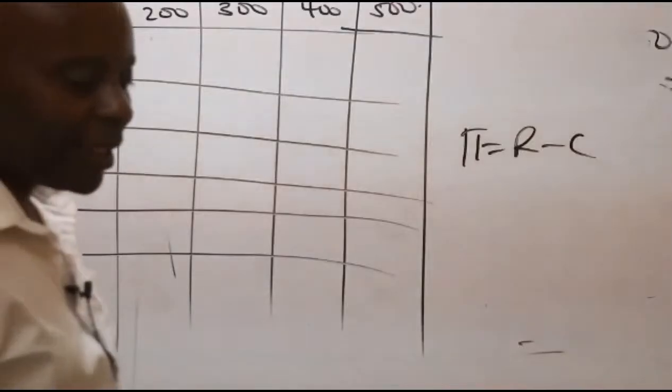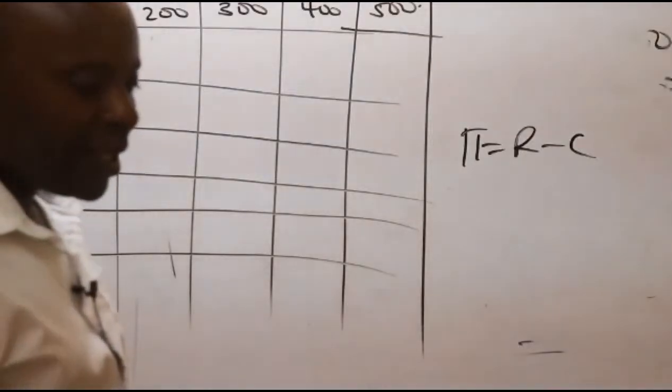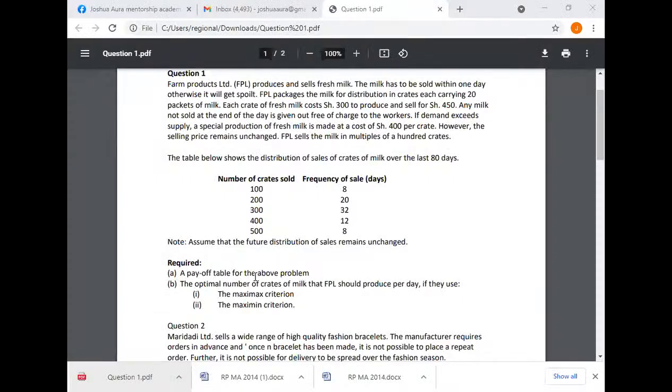You can see the idea that Njeri has brought here. Njeri tells us, ladies and gentlemen, that in this particular scenario, the examiner has made sure that we do not disappoint anybody. Every time we shall be able to meet whatever demand. If demand is more, we shall be able to produce this excess at a higher cost. And we are told the milk has to be sold within 1 day, otherwise it will get spoiled.